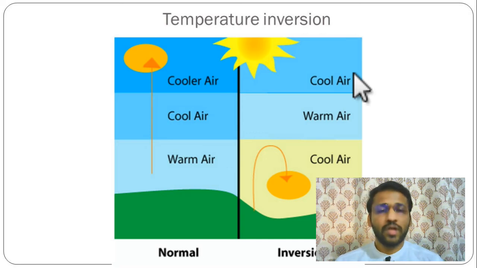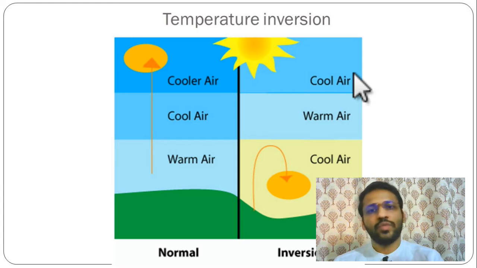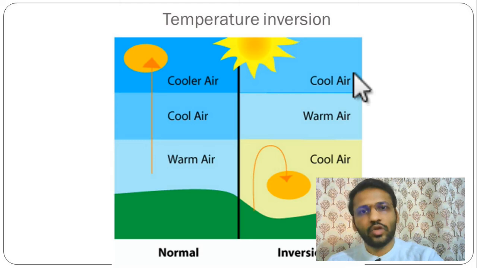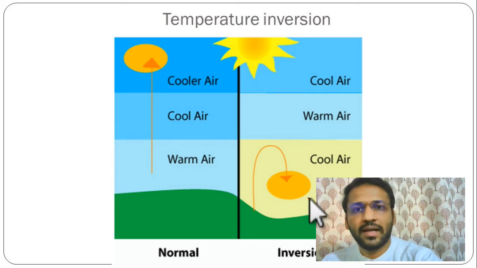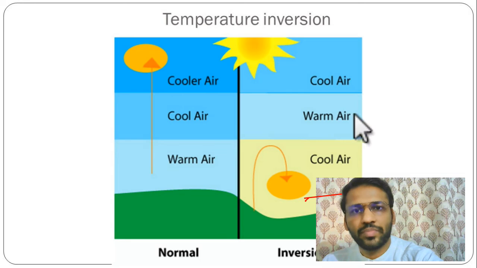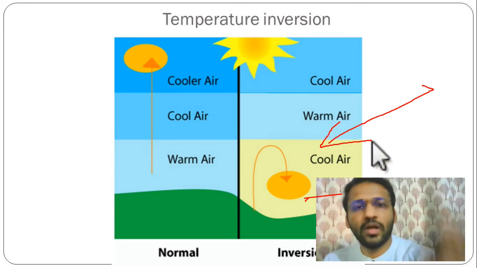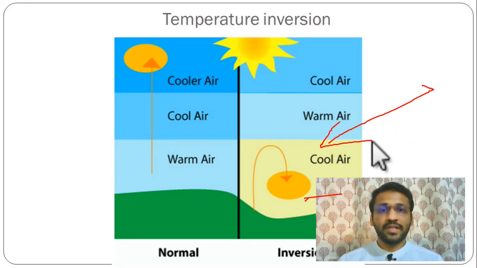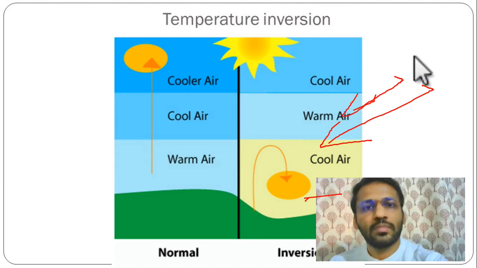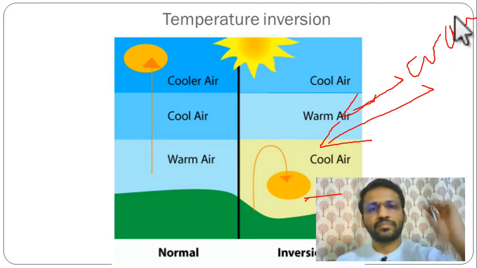So why is it getting cooled? Because the ground is already cold. So because air comes in touch with a cold ground, it also becomes cold. So here you can see in this diagram that this is a temperature inversion where the ground has become cold, and the air which comes in touch with the ground also becomes cold, and the layer above that becomes warm. So this is a warm layer.